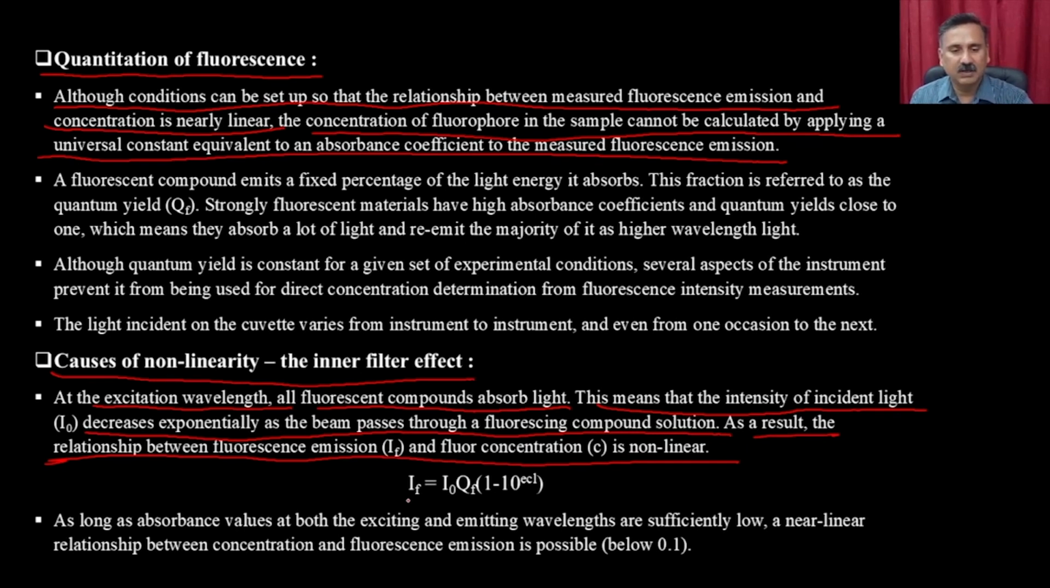This means I is equal to I0 QF (1 minus 10 to the power of minus epsilon c l). As long as the absorbance value at both the exciting and emitting wavelength is sufficiently low, a linear relationship between concentration and fluorescence emission is possible. This means if you want to use fluorescence as an assay to measure the substrate or the product, you always have to use diluted samples.